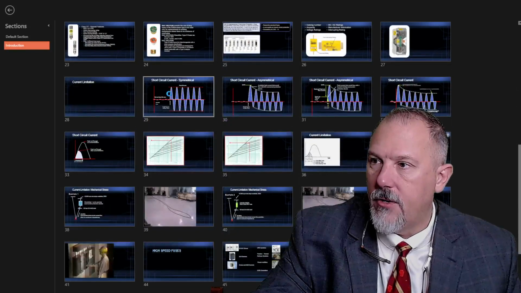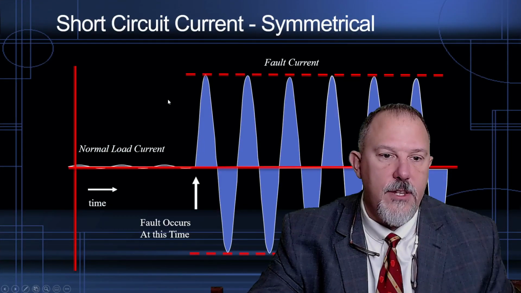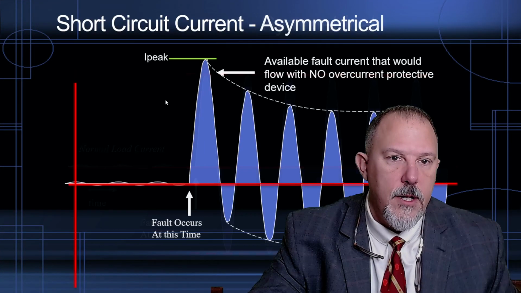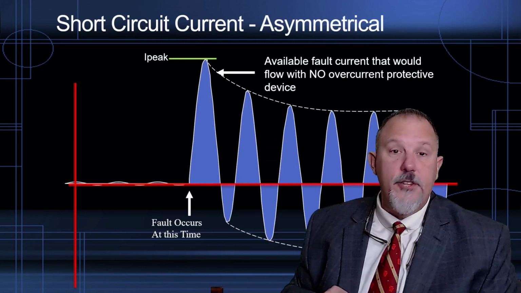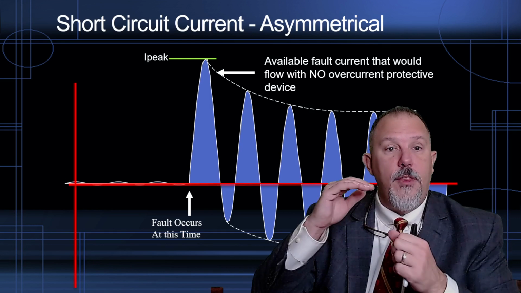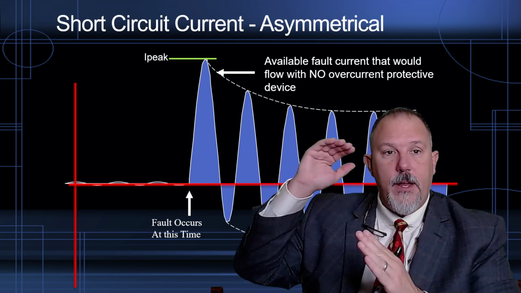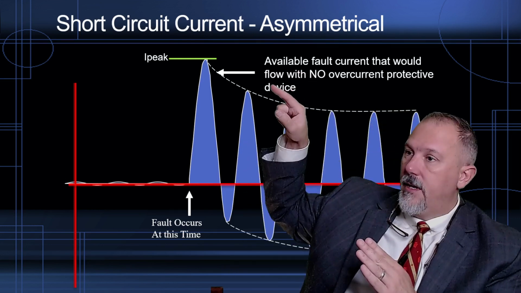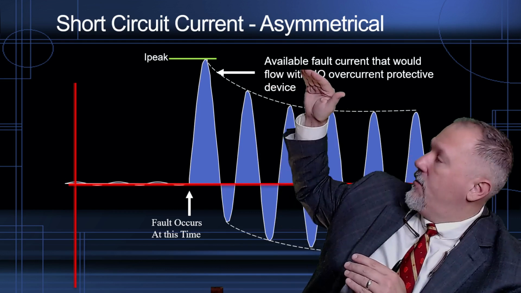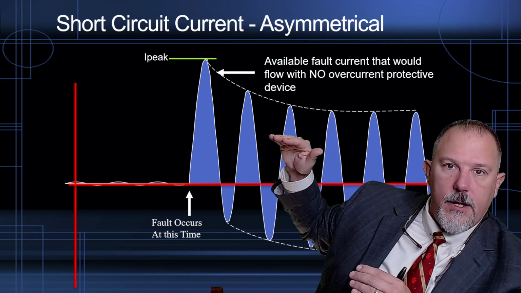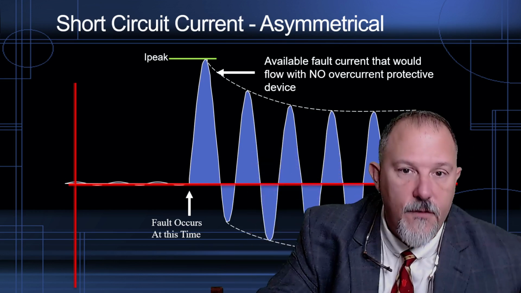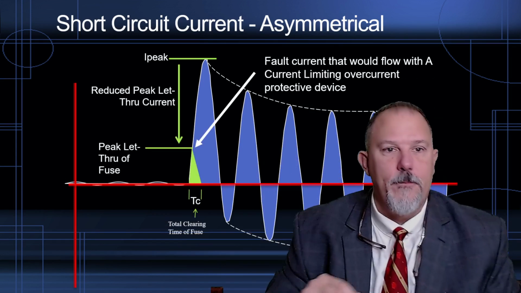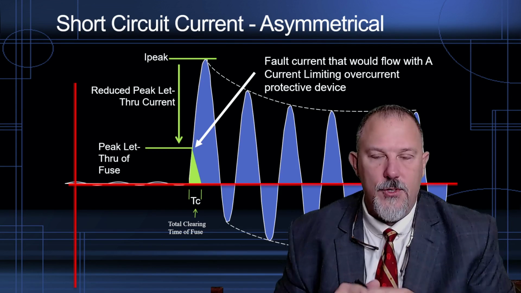Here's what we mean by current limiting. So this is a typical sine wave of a fault, and there's your asymmetrical sine wave. Remember that first half cycle, it's a doozy. And that steep curve, I want to reduce this peak. I want to take that peak and move it down, and I don't want to have this many cycles flowing. So what do I do? I apply a current limiting fuse.